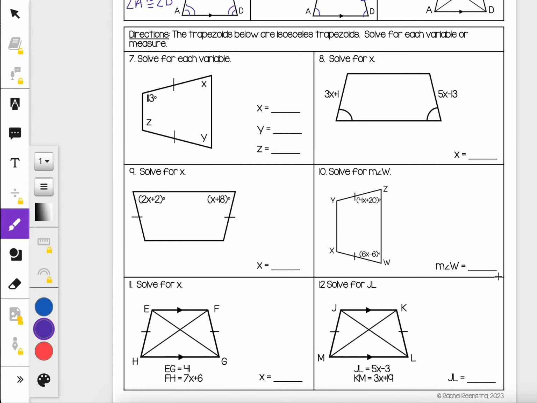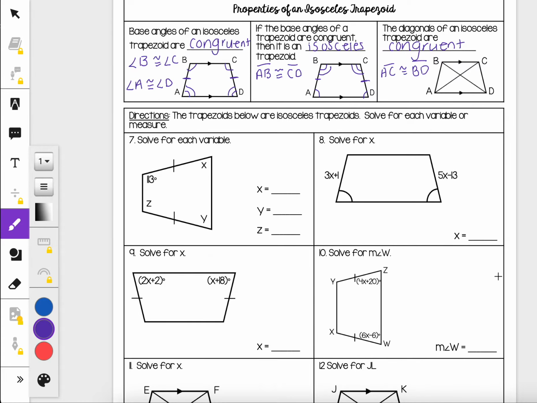So let's take a look at these problems here and try to use these properties to solve for x or whatever measure it's asking us for. So if I look at number 7, it says solve for each variable. So I see that this is an isosceles trapezoid because my legs are marked as being congruent.